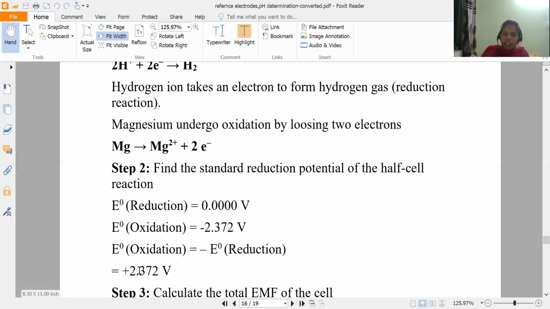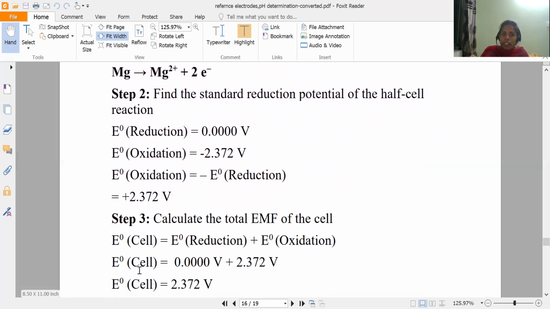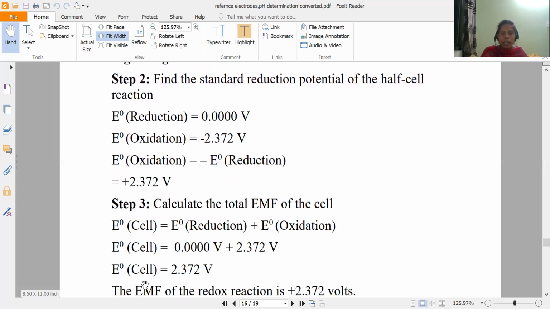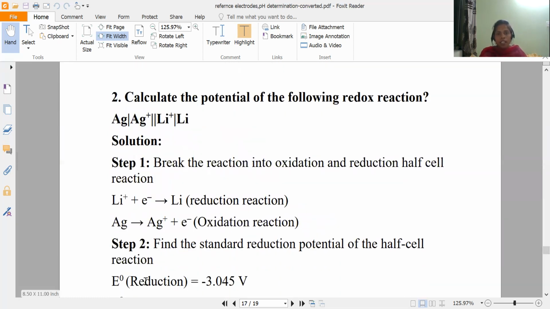E naught cathode given, E naught anode given. Then we can find E naught cell. What is E naught cell? E naught cathode minus E naught anode. Directly we can substitute E naught cathode minus E naught anode. If we substitute that, finally we will get 2.372 volts. That is E naught cell. So it is very, very simple. We are just substituting the E naught cathode and E naught anode values in the formula. Then we can find the EMF, that is E naught cell.